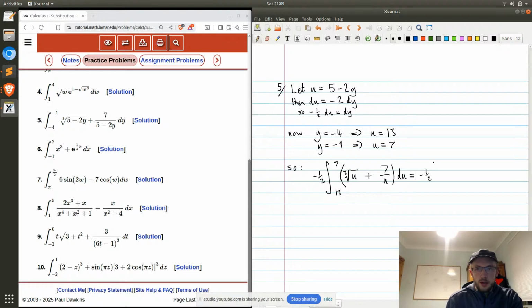Alright, so we have minus a half. Now that's u to the 1/3. So you add, say, 4/3 of u to the 4/3. And this is 7u to the minus 1. So when you integrate, it'll become 7 ln of u. And that goes from 13 to 7.